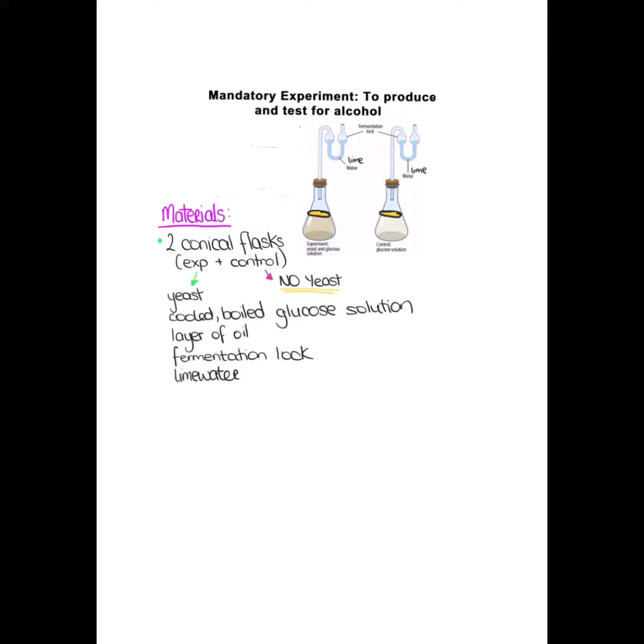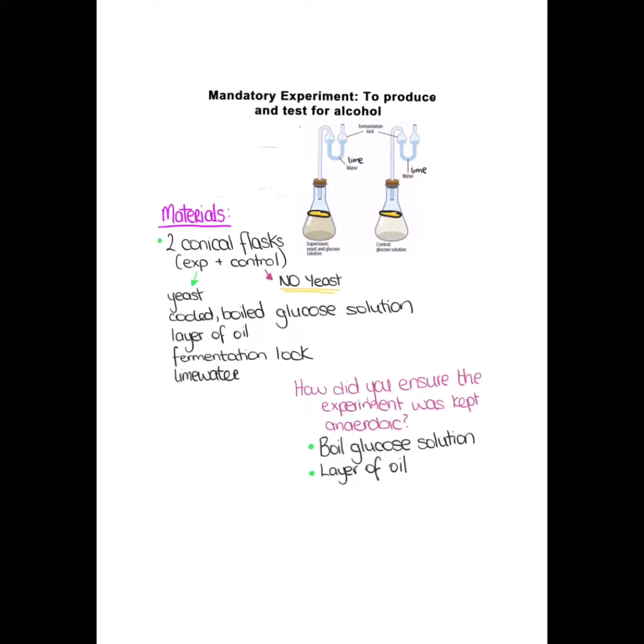You will need to be able to explain how you made the experiment anaerobic. The first thing that we did was we boiled the glucose solution, and boiling glucose dries out the oxygen. Secondly, we added a layer of oil after we had added the yeast. The oil layer prevents oxygen from getting in. And finally, we added a fermentation lock on top of the apparatus.